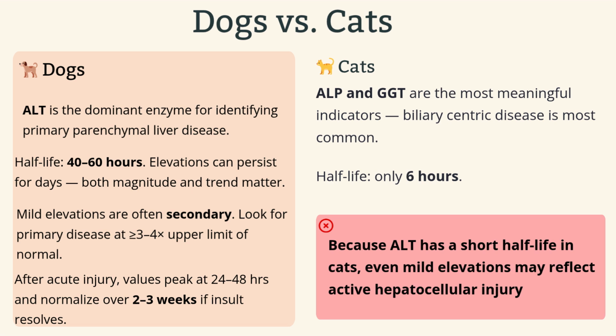And then when you are seeing an ALT elevation, keep in mind that after acute injury, the values for ALT will peak at 24 to 48 hours, and then they normalize over the following 2 to 3 weeks if that insult resolves.